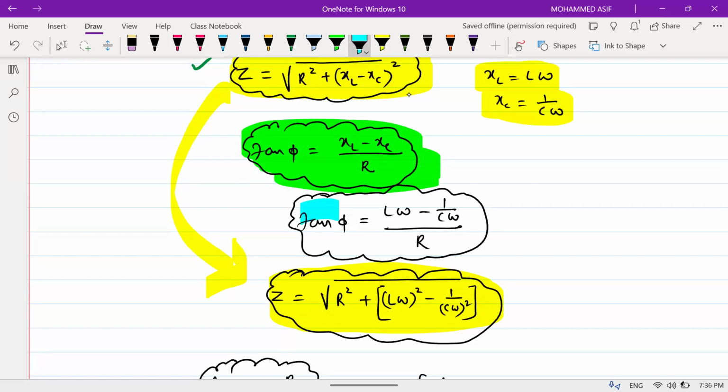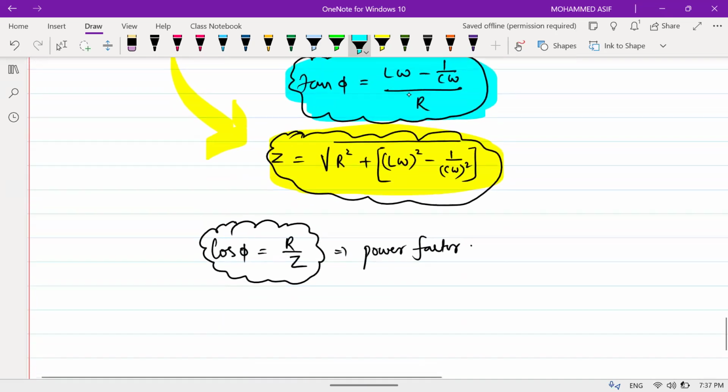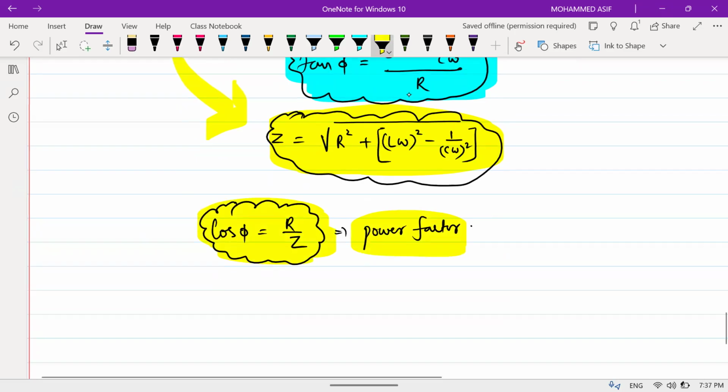Or else I can write tan phi is equals to (L omega minus 1 by C omega) divided by R. Am I clear with this one? Yes, sir. Another one is power factor. What is a power factor? R by Z. R is known as resistance. Z is known as impedance.